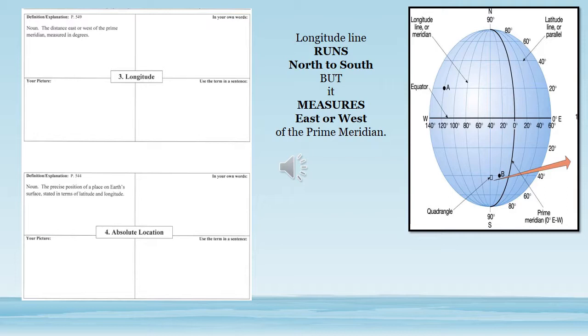That is why on my absolute locations, my longitude number is always an east or west number. My longitude line, the line itself, is running from north to south, yet it measures the lines that are east or west of the prime meridian. And my prime meridian line is always my 0 degrees line. You see it right there in the picture.